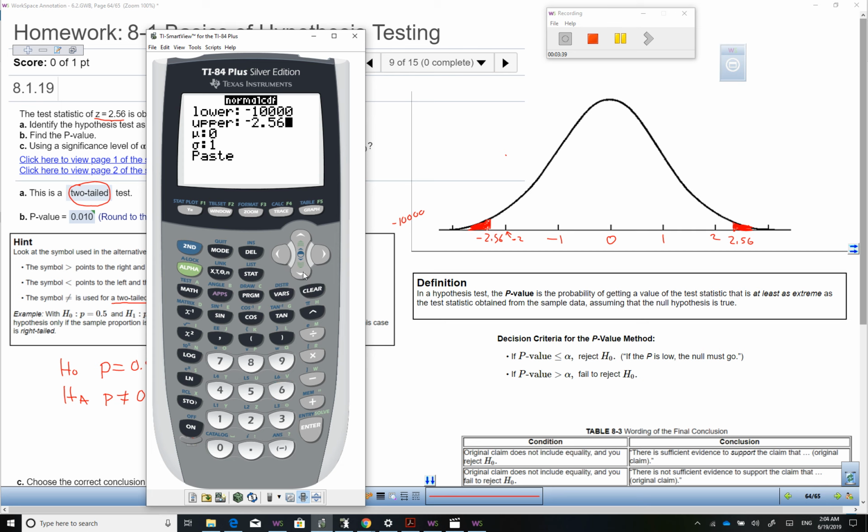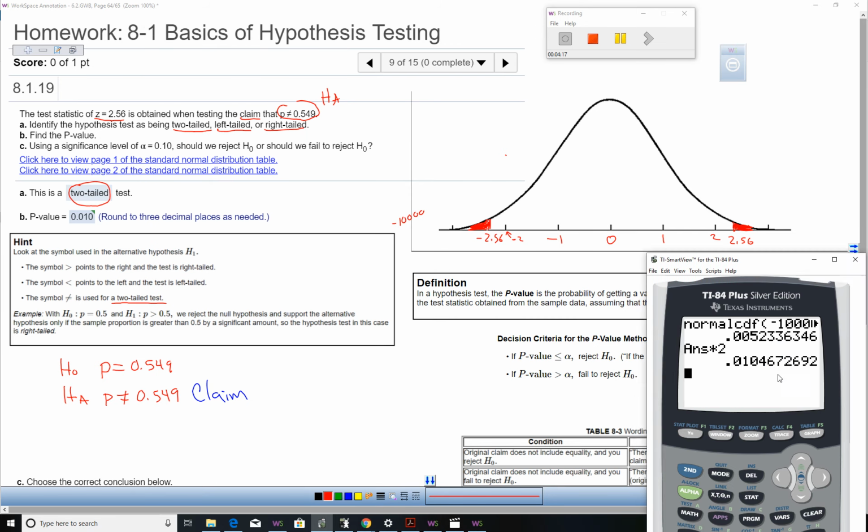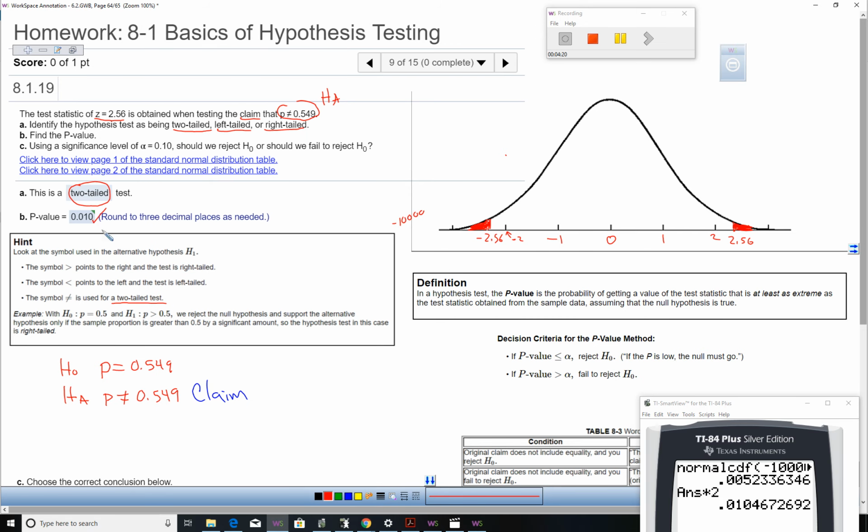So we paste this on the main screen, and we obtain this number. So this area is the value of this shaded part of this curve, and you want this area plus this other area. That's why we multiply this by 2. Since the distribution is symmetrical, the area on this side is exactly the area on this side. So this is my p-value, 0.010. That's what we have here, p-value.